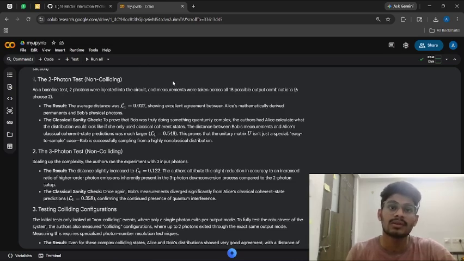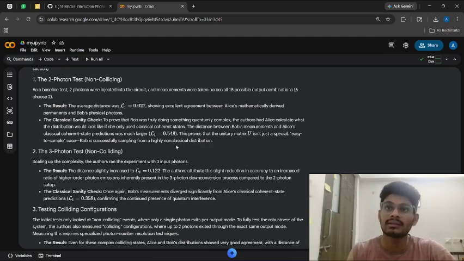The result is very strong. The average L1 distance is reported as 0.027. That is a very small number, and it tells us that Alice's theoretical predictions and Bob's experimental measurements match extremely well in the two photon regime. But the authors do not stop there, because agreement alone is not enough.